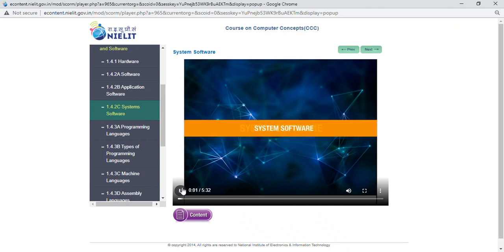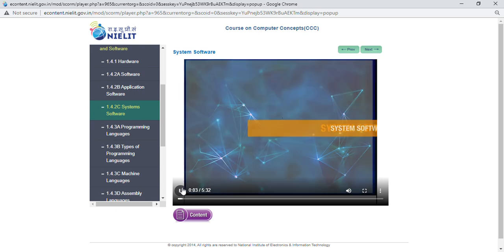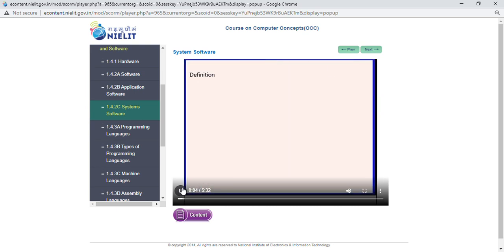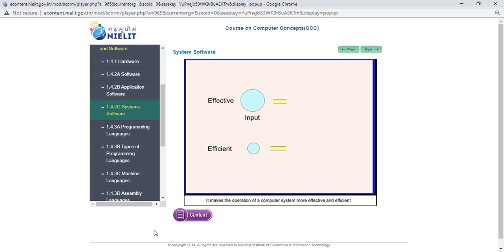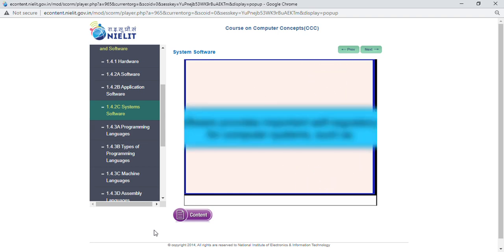System software. Definition. System software is a set of instructions that serves primarily as an intermediary between computer hardware and application programs and may also be directly manipulated by knowledgeable users. It makes the operation of a computer system more effective and efficient.